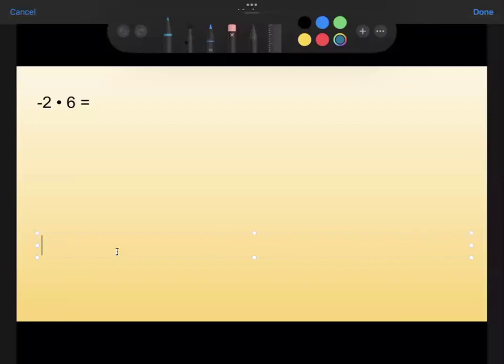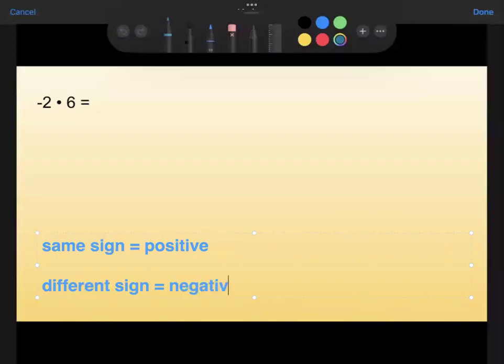If we have the same sign, like both numbers are the same sign, you're going to have a positive answer. If you have different signs, like if each number is a different sign, one's positive, one's negative, you're going to have a negative answer. And that is it. The same would be for dividing as well. So same sign, positive answer, different sign, negative answer.